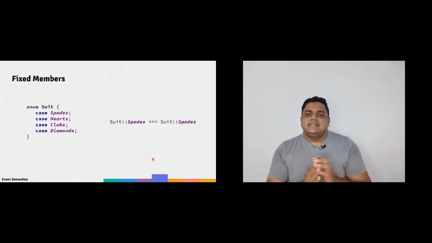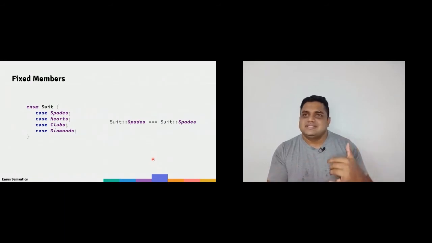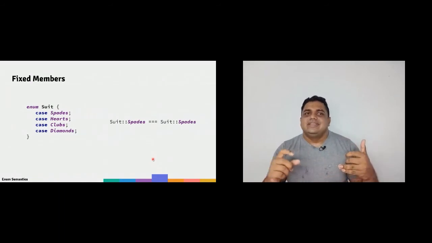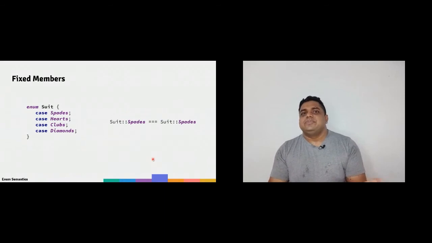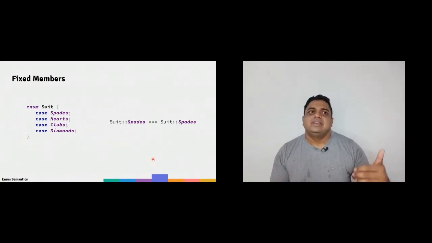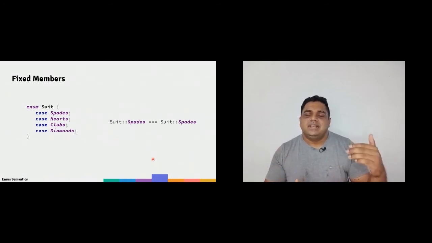This is probably the biggest difference between class objects and enums. If you create one class, and then with the same class name, with the same properties, you create another class with the same class name and the same properties, they wouldn't be the same, because internally in PHP, every object has an ID, and it wouldn't be the same between two class objects. But with enums, they are the same.